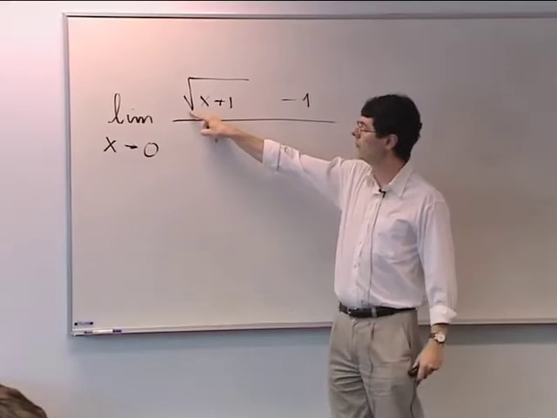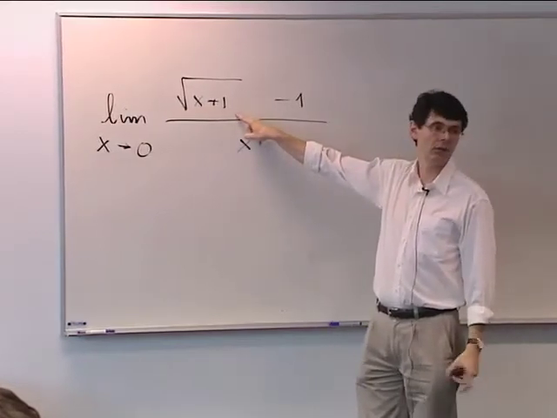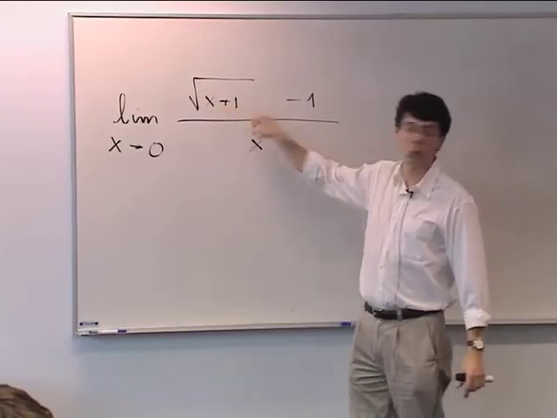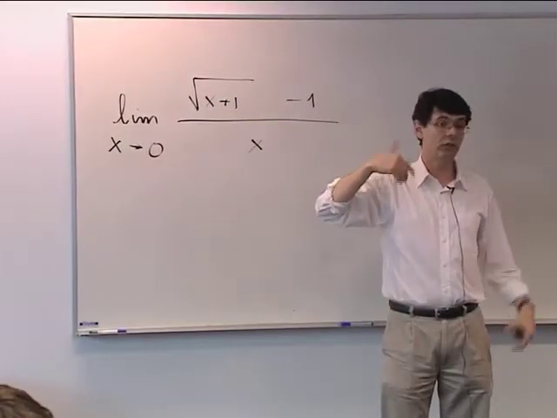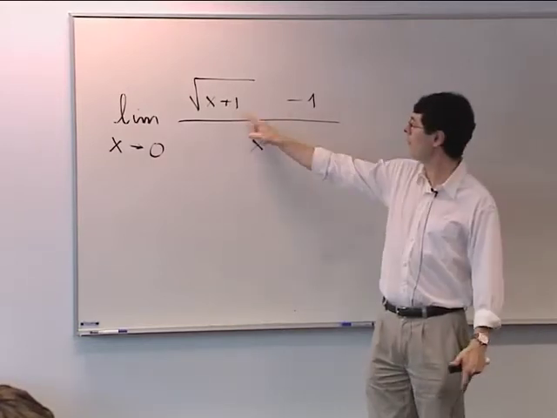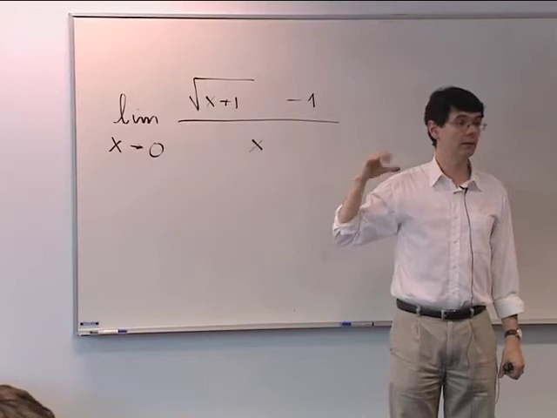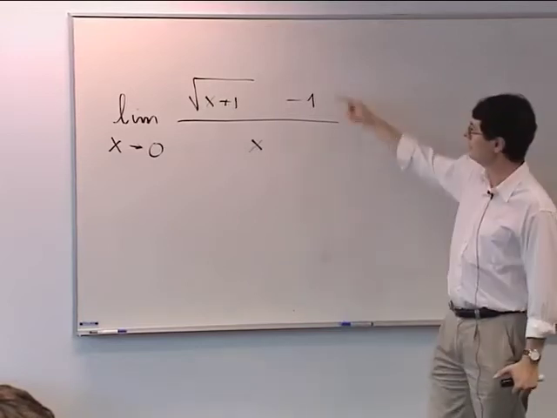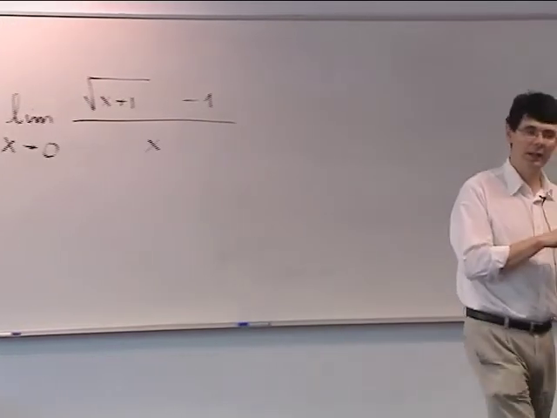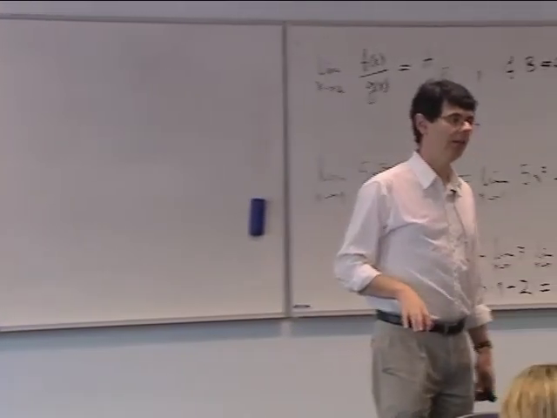This goes to, just guess, square root of 0 plus 1, which is 1. So it's going to 1 minus 1. 1 minus 1 is 0. So this limit here is 0 divided by 0. 0 divided by 0, let me tell you right now, can be anything. Okay? Can be anything.